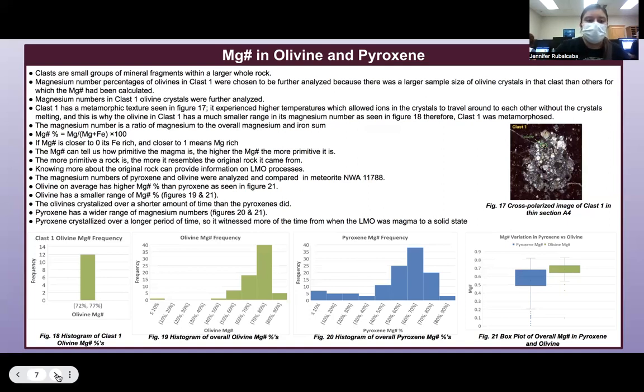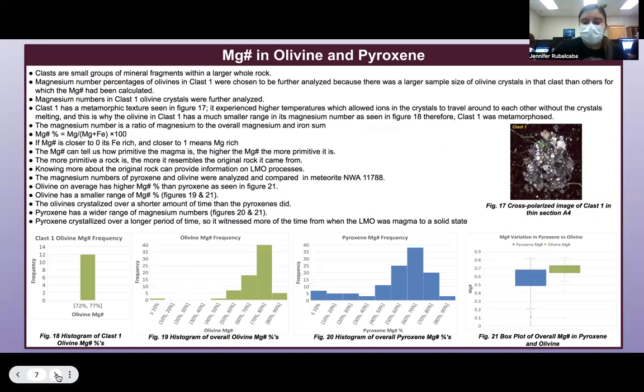The magnesium numbers of pyroxene and olivine were analyzed and compared in this meteorite, and what was seen is that on average, olivine has a higher Mg number percentage than pyroxene, as seen in figure 21. I'm going to take a moment to explain this figure.